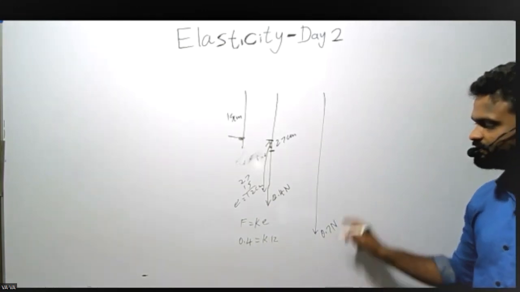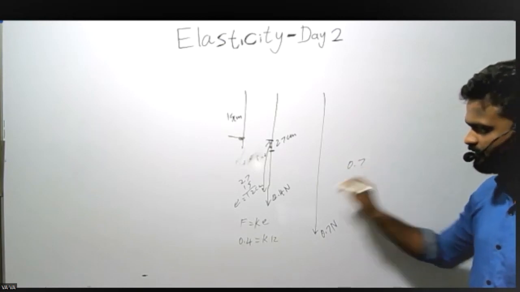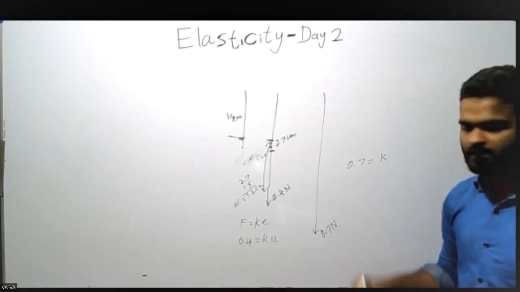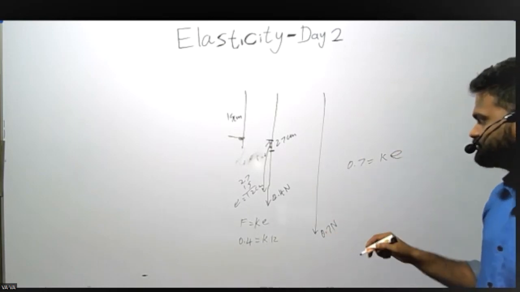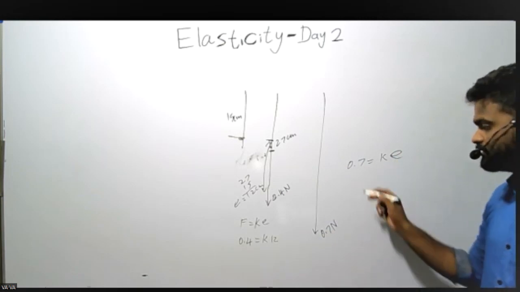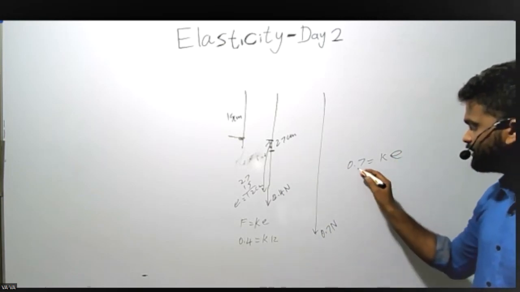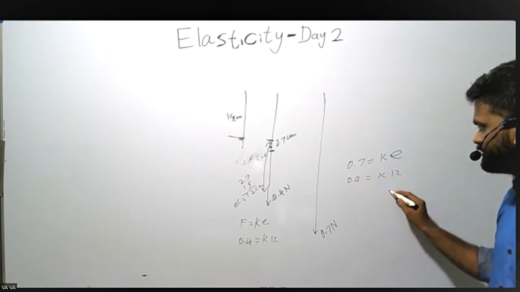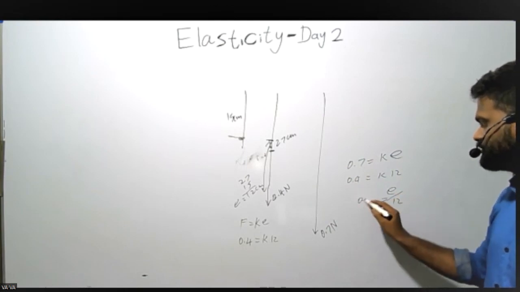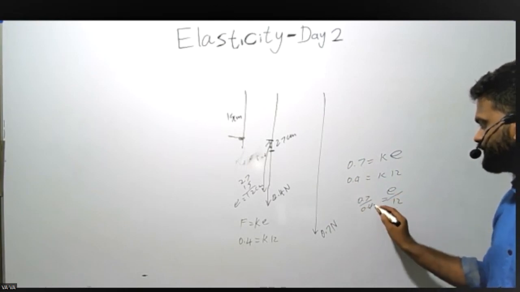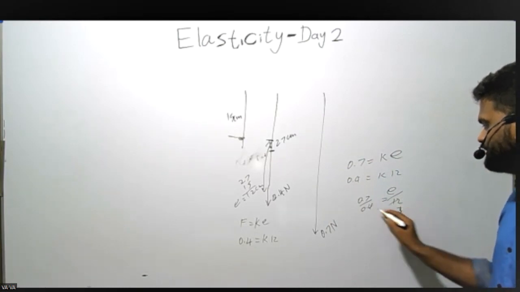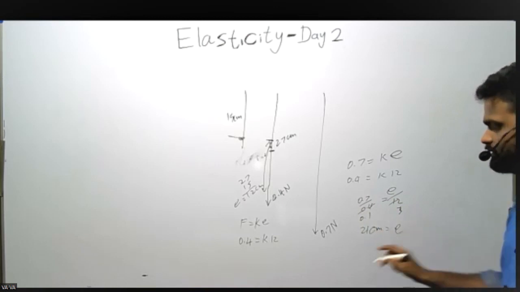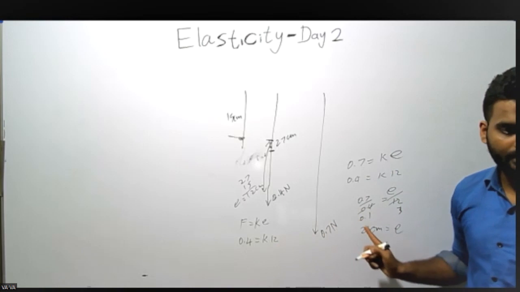In this case, force applied is 0.7. K does not change, it is a constant for both cases. Extension is what they ask. So you just have to divide those two equations, right? So 0.4 equals K times 12. If you divide it, you get 0.7 divided by 0.4 ... 7 times 3, 21. Okay, you get 21 centimeters.